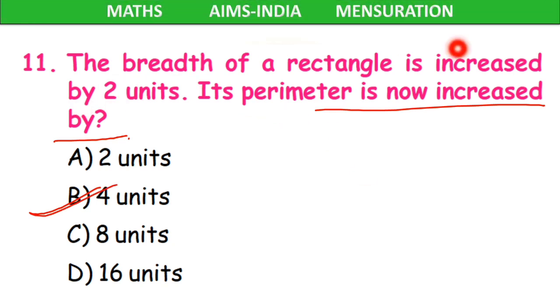Understood, children? When such a type of question is asked, you take any imaginary figures of your choice and increase the side as given in the question, and then observe the difference in the perimeters. By how much has it increased, and then write your answer.